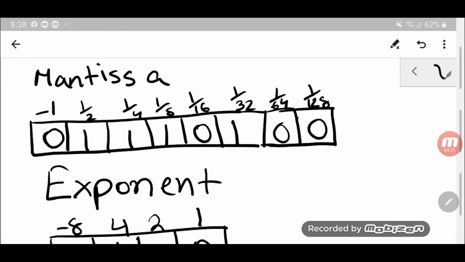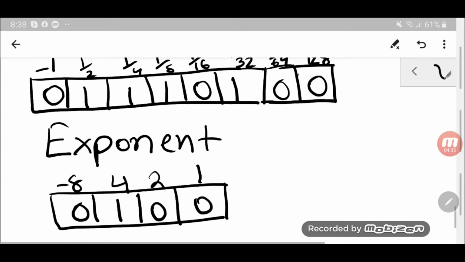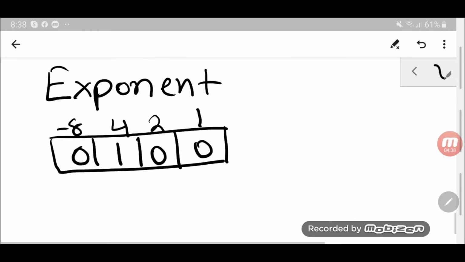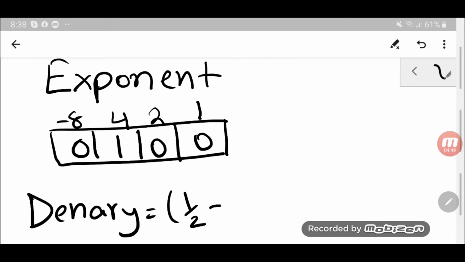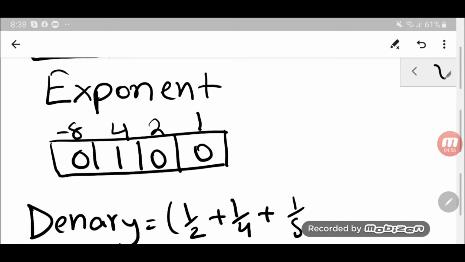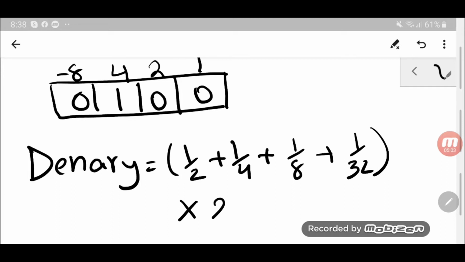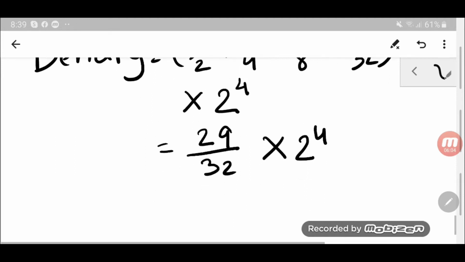If we want to check this calculation, we just have to add up the place values under which there are ones. So the denary number should be half plus 1 by 4 plus 1 by 8 plus 1 by 32, multiplied by 2 to the power 4, as the binary number for the exponent equals 4. So it adds up to 29 by 32 multiplied by 2 to the power 4, which is 14.5.